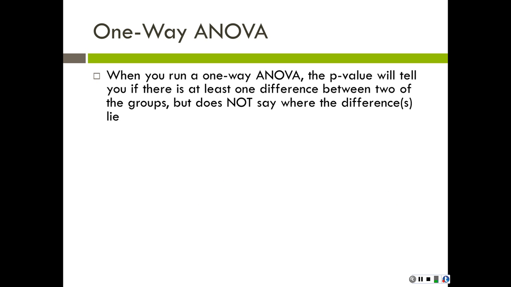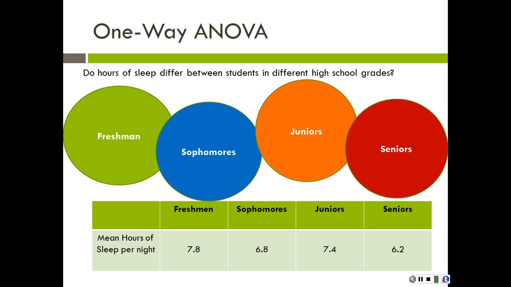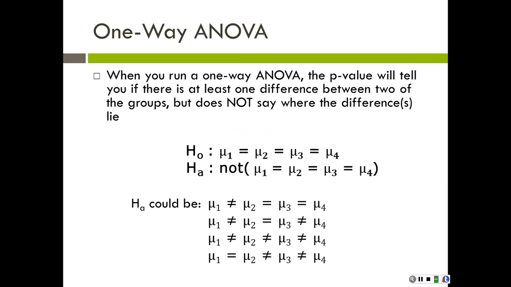The p-value will tell us whether or not the two groups differ, right? In a one-way ANOVA, we're comparing multiple groups, right? So the p-value will tell us whether or not there's a significant difference between any of the groups, right? Does any group differ significantly from any other group?